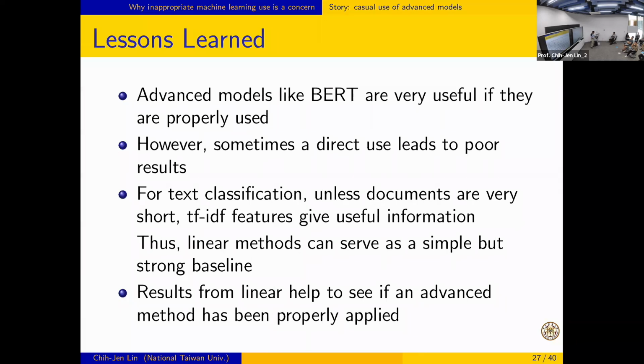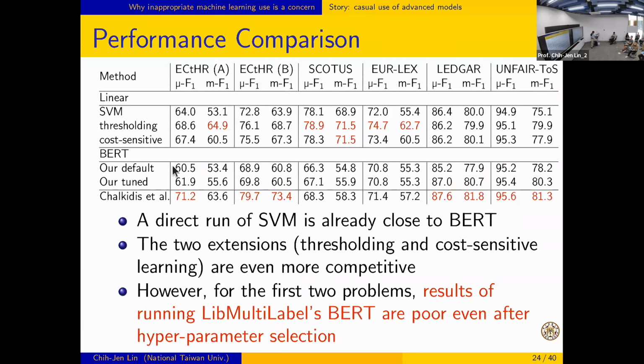So for our case, if we do direct run of BERT as well as linear, then immediately we see the problem. Then we realize that probably for BERT, we should try some more sophisticated settings to make improvements. Therefore, a baseline is important if there is one.